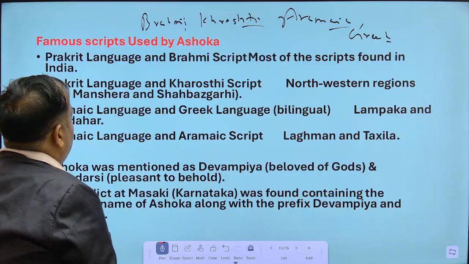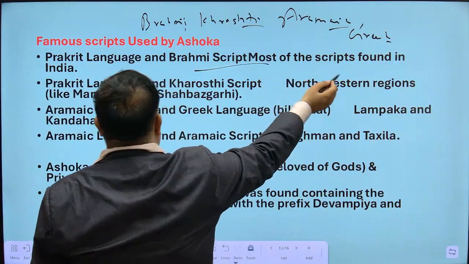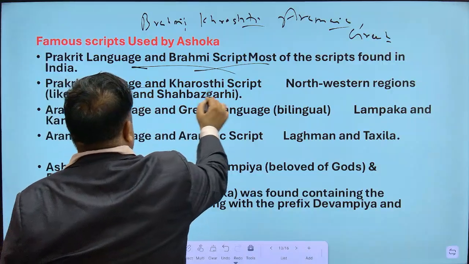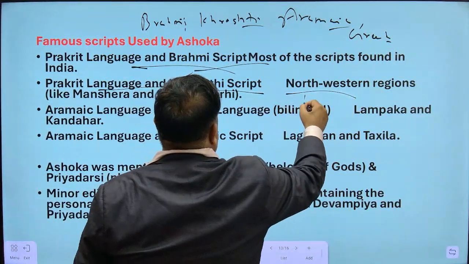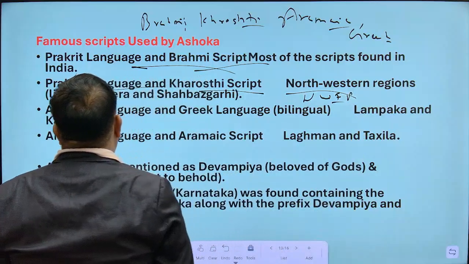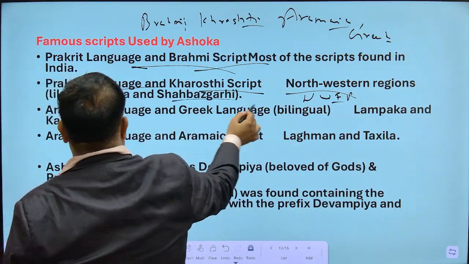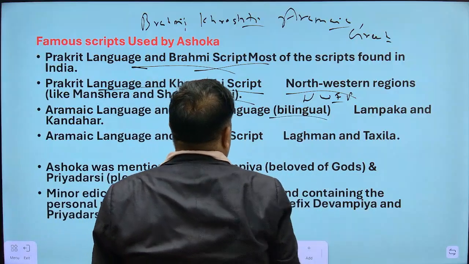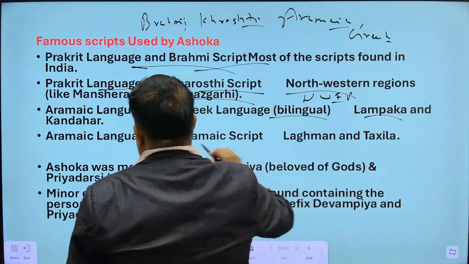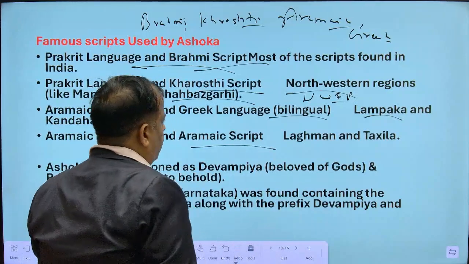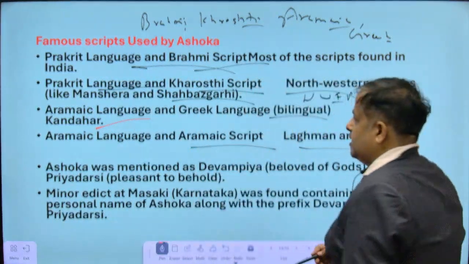First is the Prakrit language and Brahmi script. We found this in most of the Indian part. The Prakrit language and the Kharosthi script we found in the northwest frontier areas, Mansehra and Shahbazgarhi. Aramaic and Greek bilingual inscriptions are there, which we got from Laghman and Kandahar. The Aramaic language and Aramaic script we got from Laghman and Taxila.